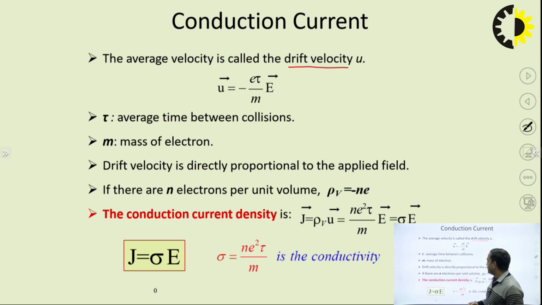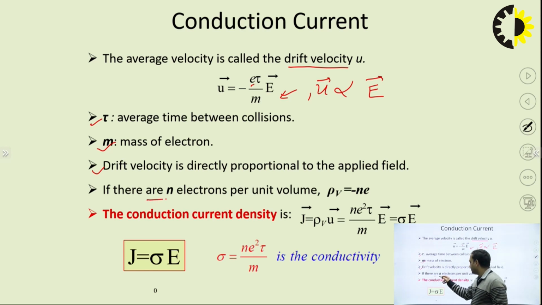the drift velocity U, and this is nothing but U is equal to minus e τ upon m into E. This is the formula, where τ is the average time between the collisions and m is the mass of the electron. Drift velocity is directly proportional to the applied field, because for a given material τ is constant and m is constant for the electrons. So U will be directly proportional to the applied electric field.